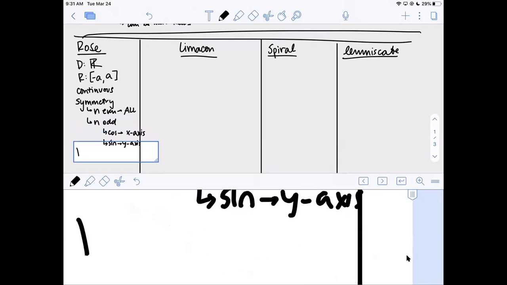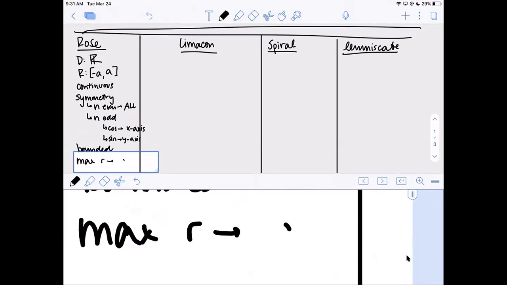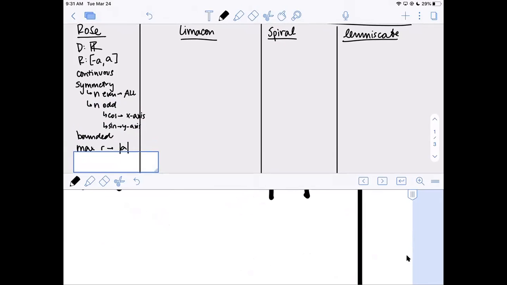It is bounded. As you can see, it doesn't go on and on forever. It stays in its little flower shape. And its max r value is |a|, and I'm going to put absolute values around it because if it was a negative value, it would still be positive a. There are no asymptotes here.